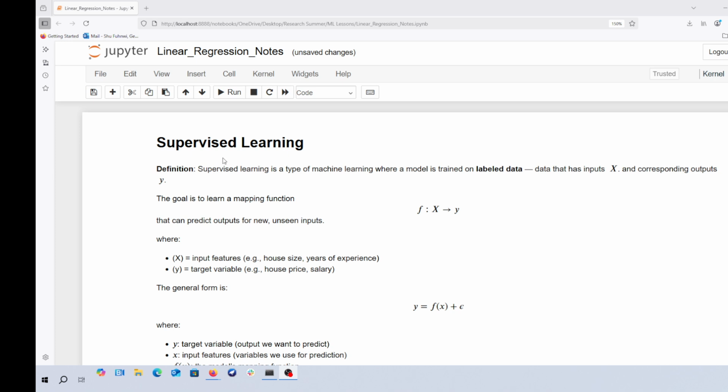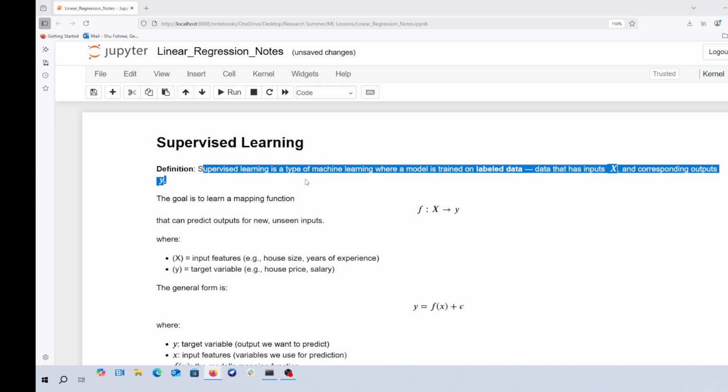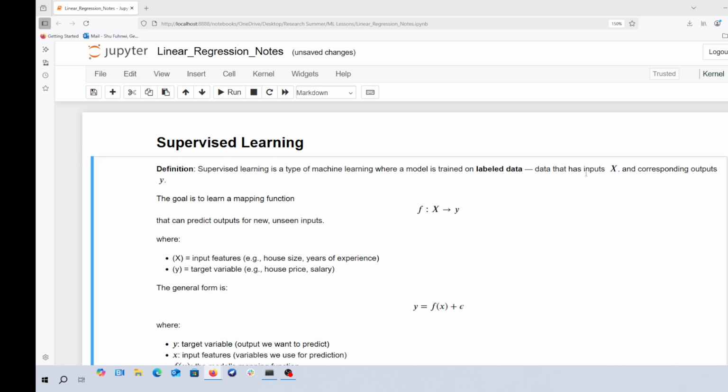Today we are going to be starting supervised learning properly, where we are going to go into details, the different types of supervised learning, where we are going to look at regression problems and classification problems. As a recap, supervised learning is a type of machine learning where the model is trained on labeled data, meaning that for every input there is a corresponding output. So the goal of supervised learning is to learn a function that maps elements from x to y, that can predict output for new unseen inputs.